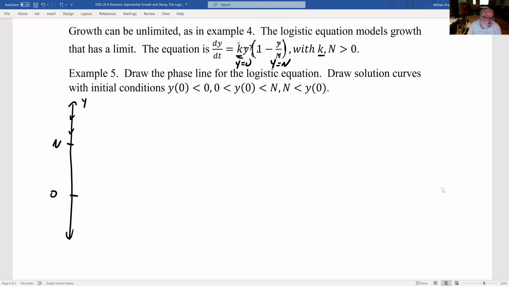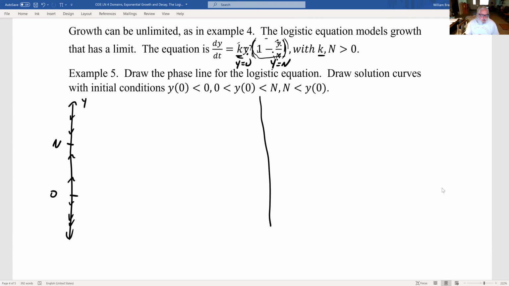So that's going down. If y is between 0 and n, this is positive and this is also positive, because this will be a fraction less than 1. So that's increasing. And if y is negative, then the thing inside the parentheses will be positive, because that makes this minus sign a plus. And this y is negative, so it'll be negative times a positive, and so that'll be decreasing like that. So there's the phase line.